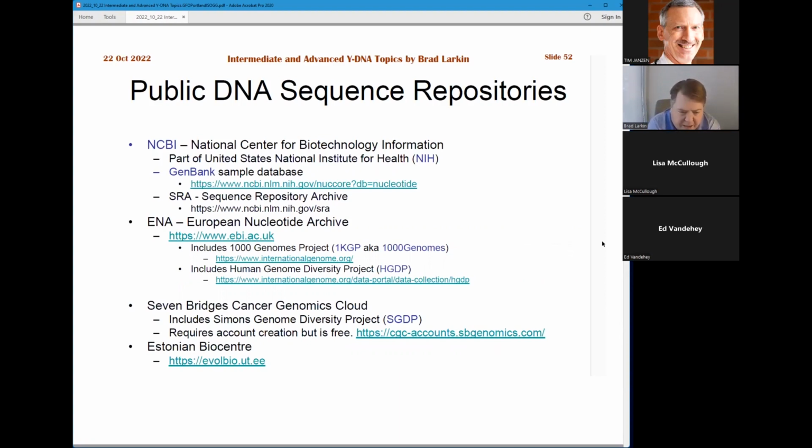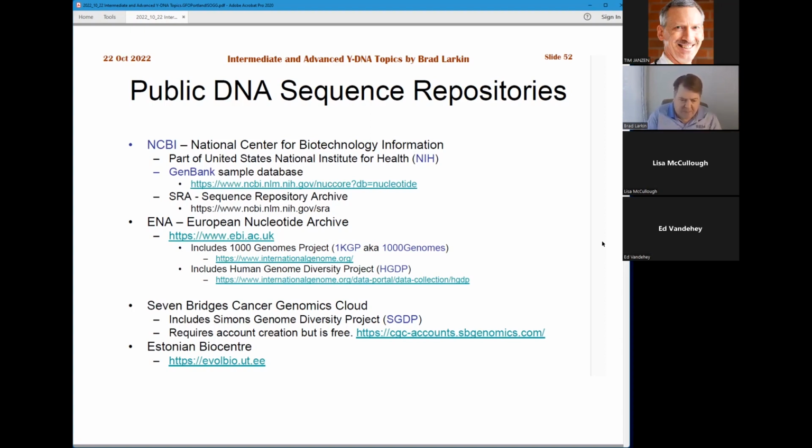NCBI, National Center for Biotechnology Information. They're part of the National Institute for Health. They are the proprietors of GenBank, a bank of genetic information, and the Sequence Repository Archive. One thing about NCBI, when COVID hit, they switched a lot of their focus over to trying to work on the COVID pandemic and the genealogy information related to that, which is understandable, but they kind of turned away from some of the traditional things they did. So hopefully we'll see them start to do more work that helps us as doing human genetic genealogy.